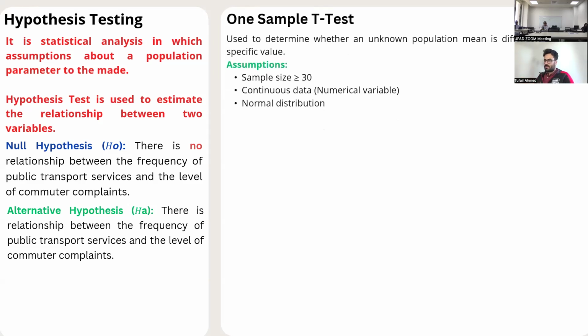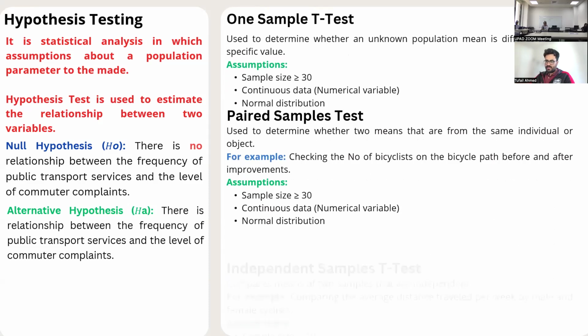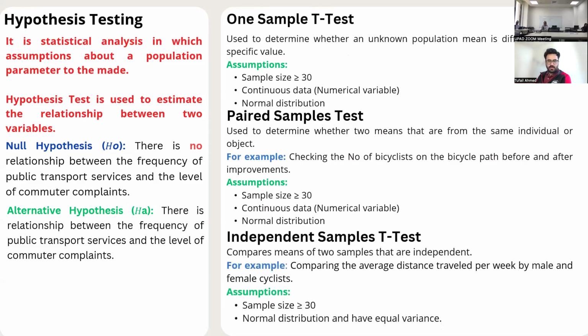There are multiple tests that can be conducted to verify our null and alternative hypothesis. It depends on the type of data. These are the examples on the right slide: one sample t-test, paired sample t-test, and independent sample t-test. I will tell you the difference between them.